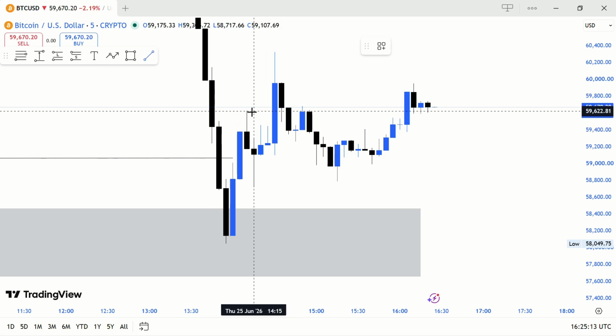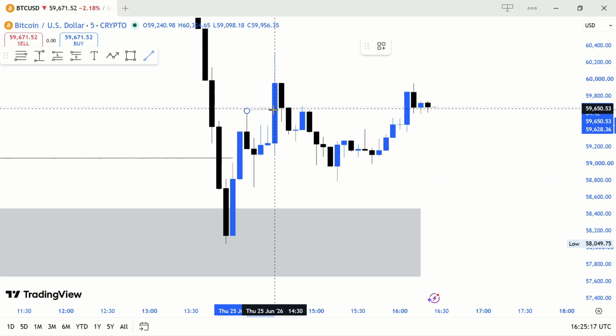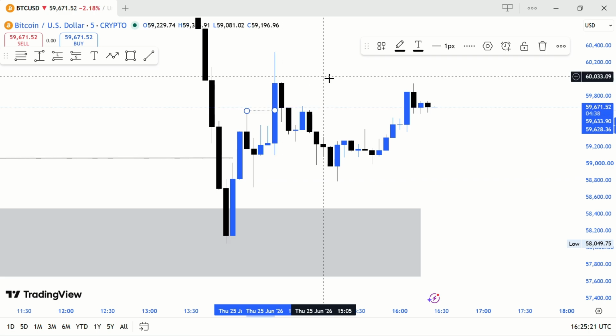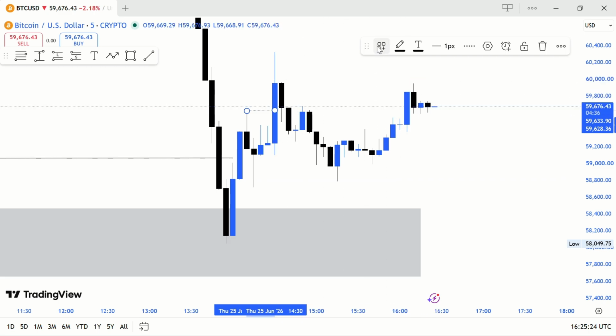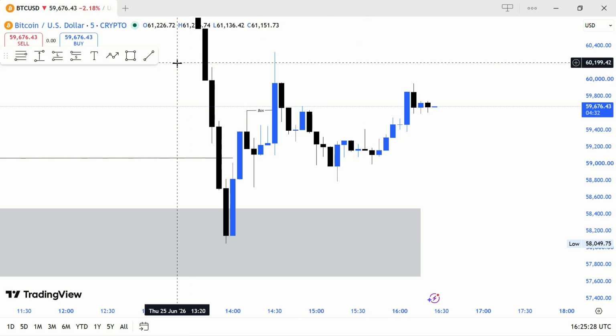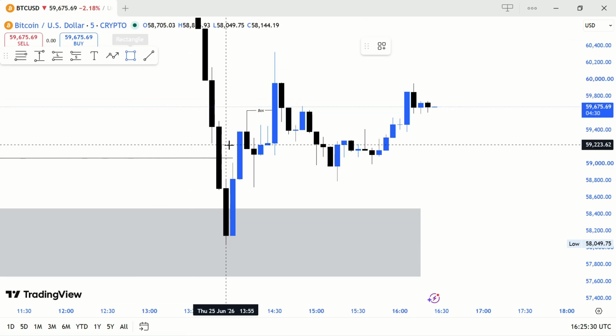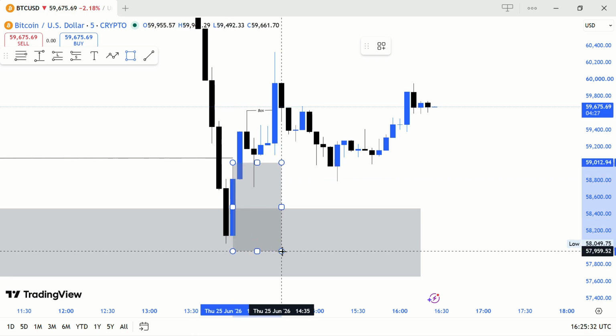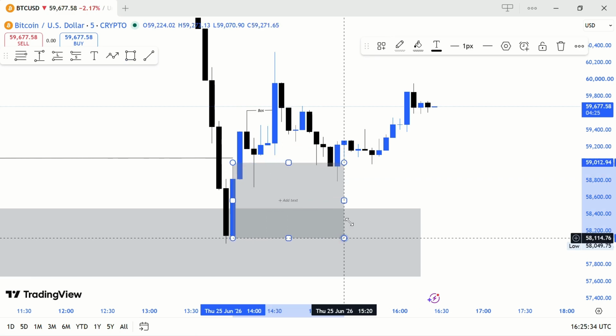Remember, always wait for the setup to show before placing any position. So there was an order block here. Sorry, break of structure here to the upside, and then we got a retracement, which is our order block to this side.